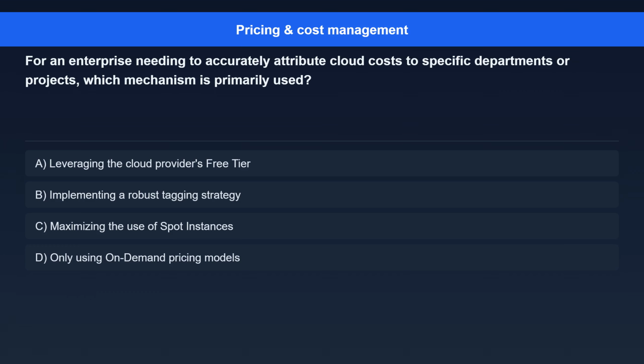Question 9. For an enterprise needing to accurately attribute cloud costs to specific departments or projects, which mechanism is primarily used? Option A. Leveraging the cloud provider's free tier. Option B. Implementing a robust tagging strategy. Option C. Maximizing the use of spot instances. Option D. Only using on-demand pricing models.